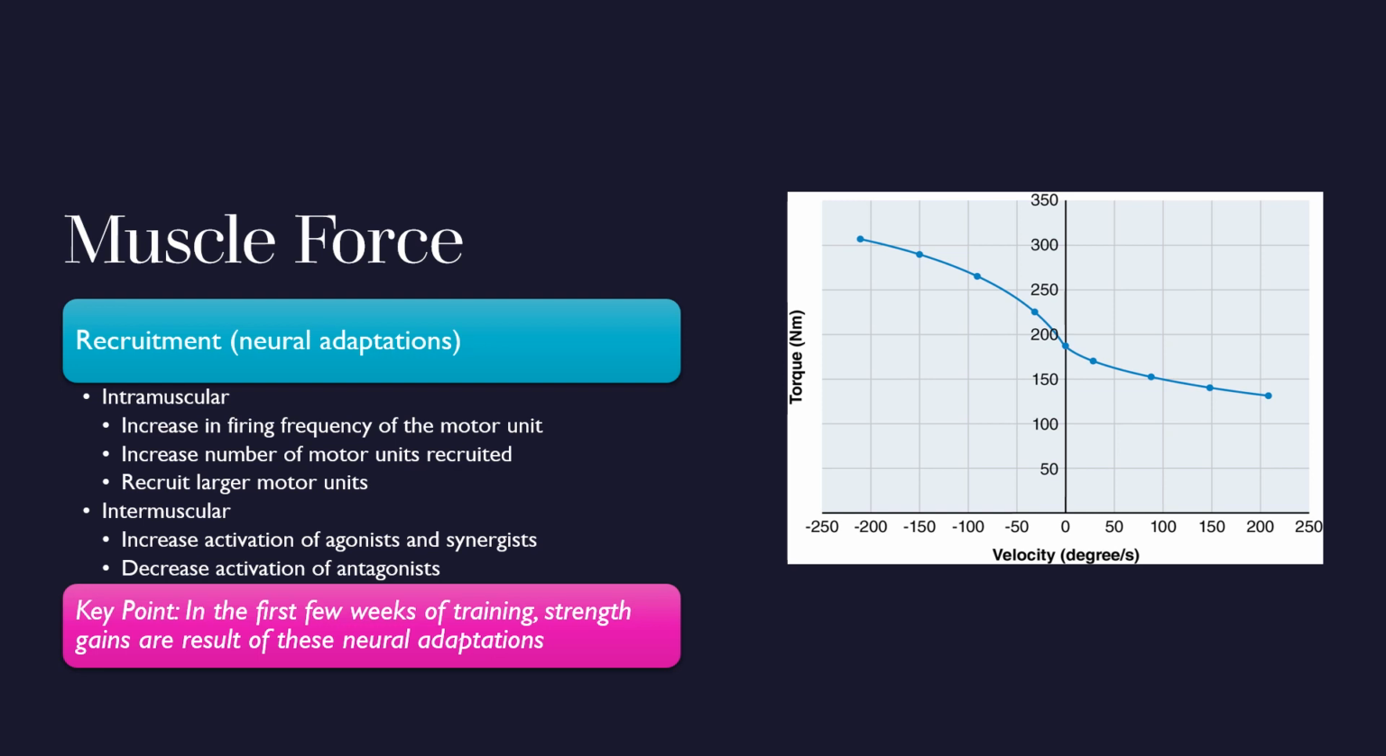Optimizing intermuscular neural adaptations and recruitment is important, again, for enhancing performance in various activities, including sports, exercise, and daily movements. Through training, practice, and motor learning, the nervous system becomes more efficient at coordinating and activating muscles in a synergistic manner, leading to improved force production and movement capability.